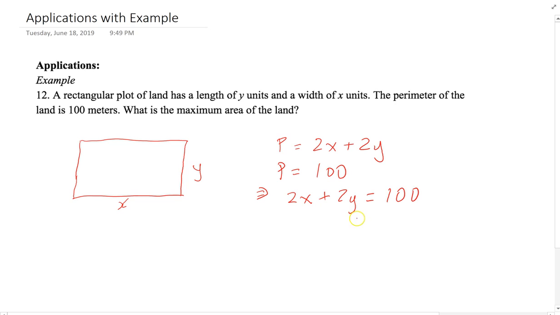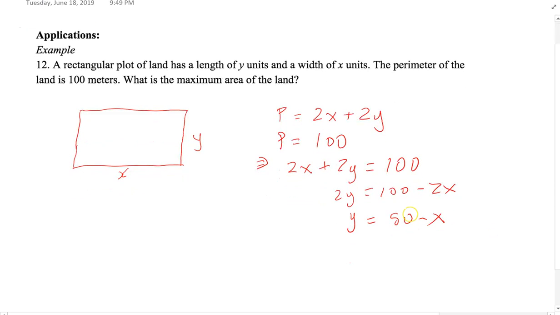We want to solve for one of these variables. Let's say solve for y. We want to have 2y is equal to 100 minus 2x. So y will be equal to 50 minus x, or 100 minus 2x over 2. Now, we want to find the maximum area.